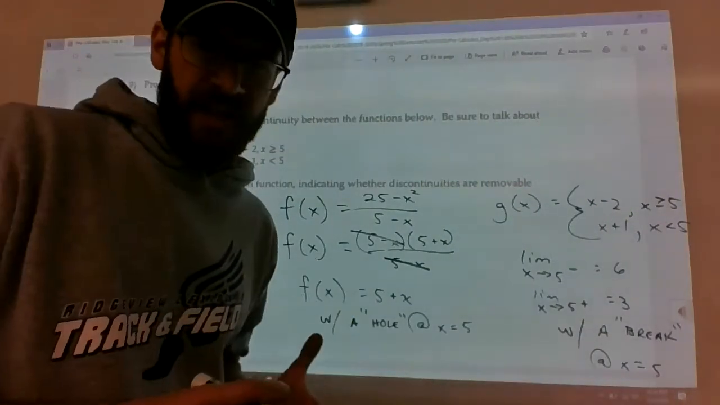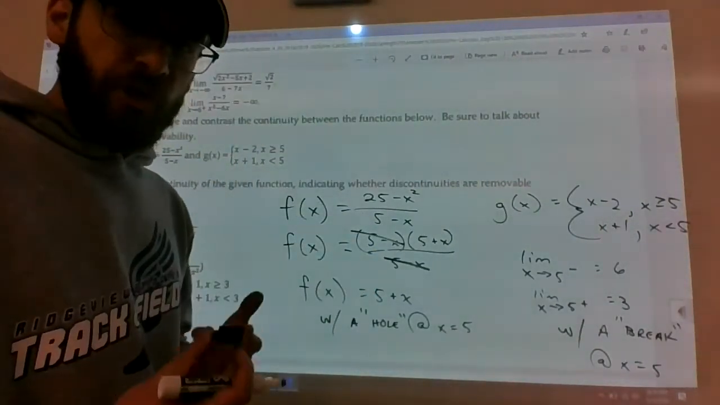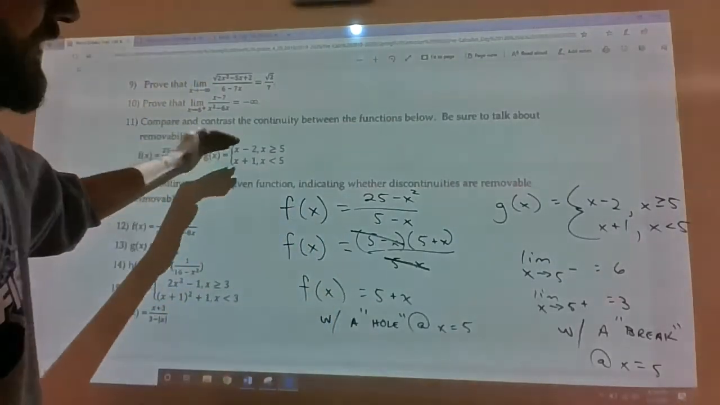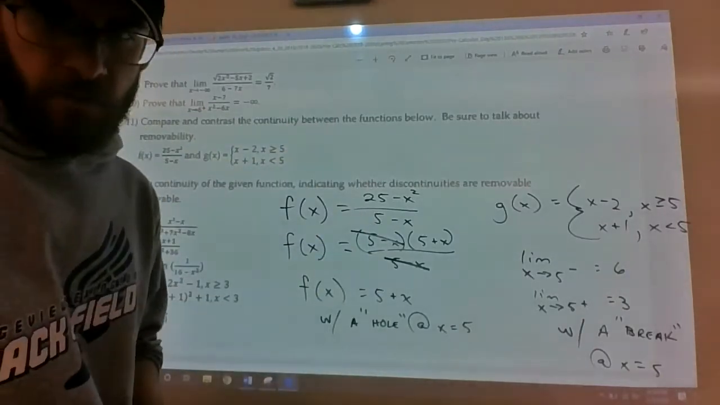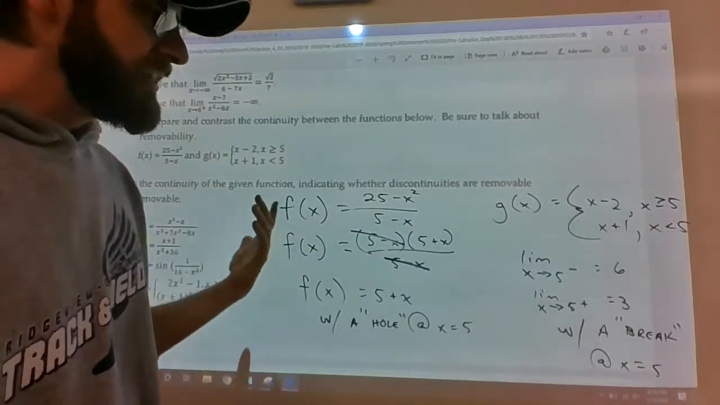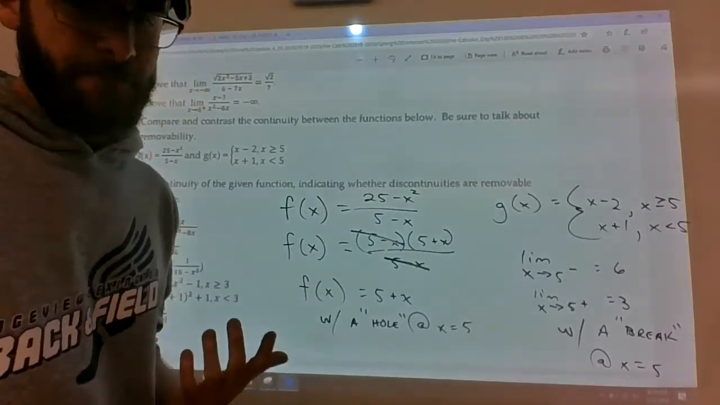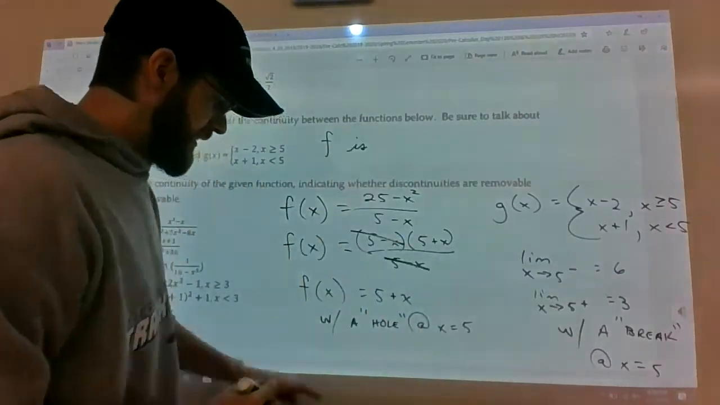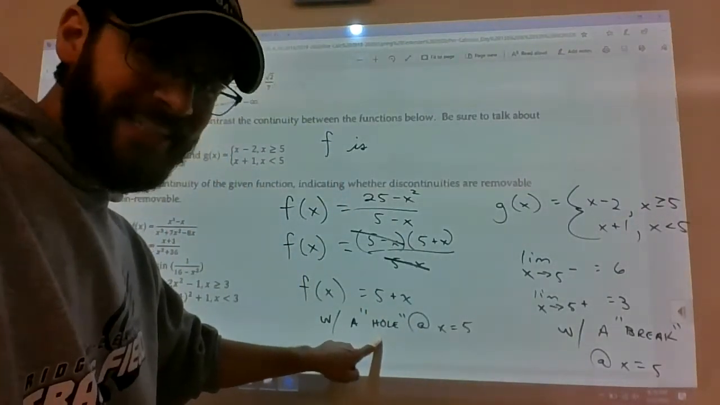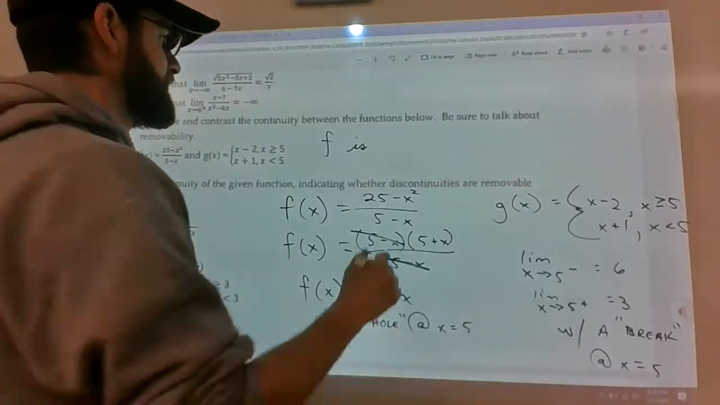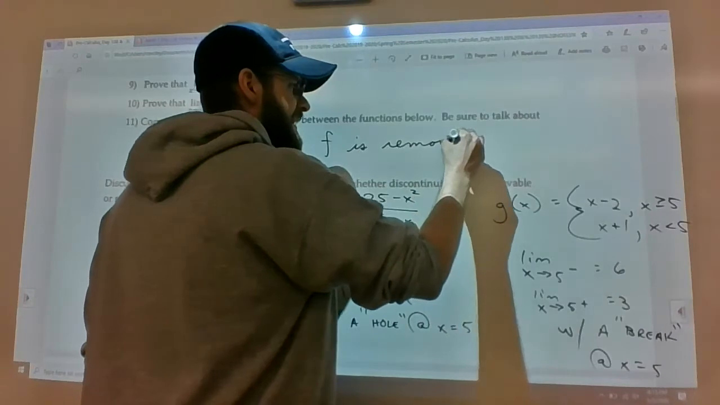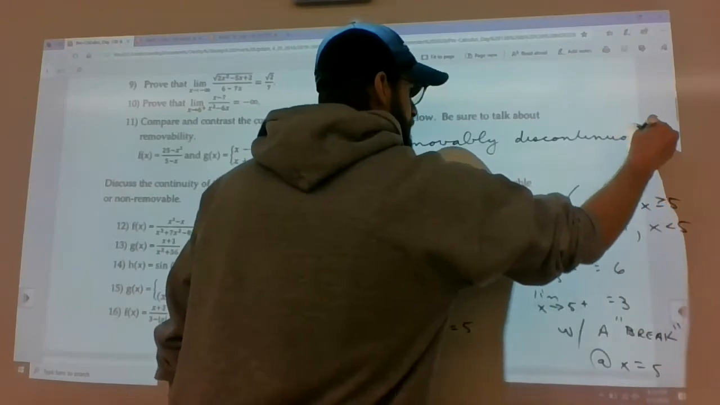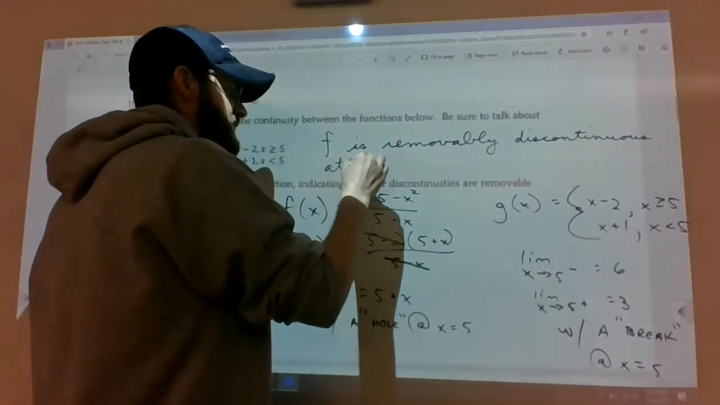Now, right now, this is just looking at the situation from our mathematics standpoint. It says to compare and contrast the continuity between the functions below, and be sure to talk about removability. So it's actually a very simple explanation. The function f, because it's a hole, is removably discontinuous at x equals 5.